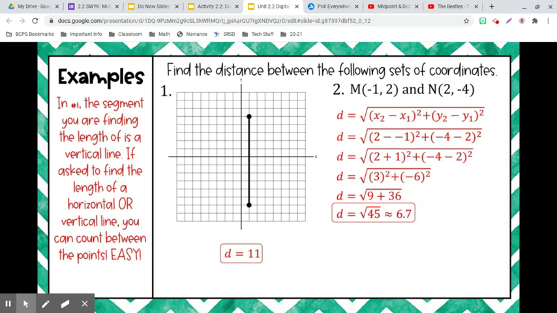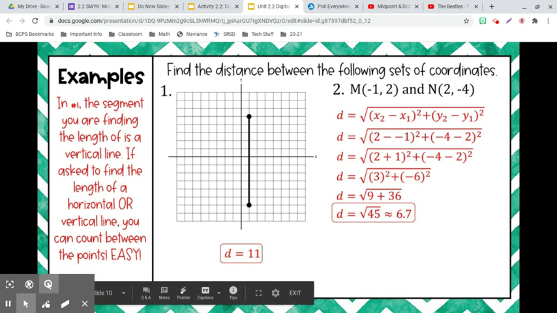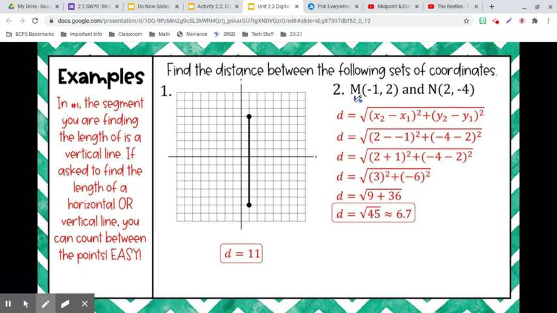So, number 2 shows us our formula in action. We have been given points. We have M, which is going to be our 1, and N, which will be our 2's. We have our formula. D, distance, equals the square root of x2 minus x1 squared plus y2 minus y1 squared.